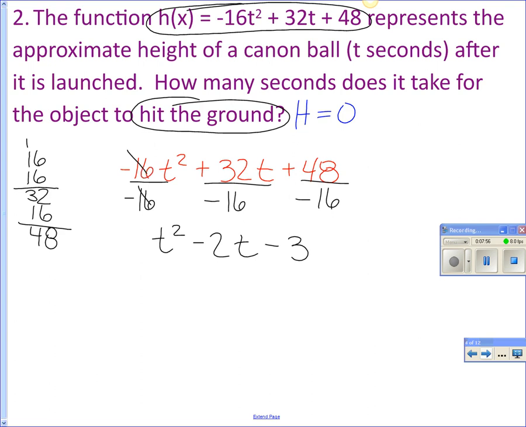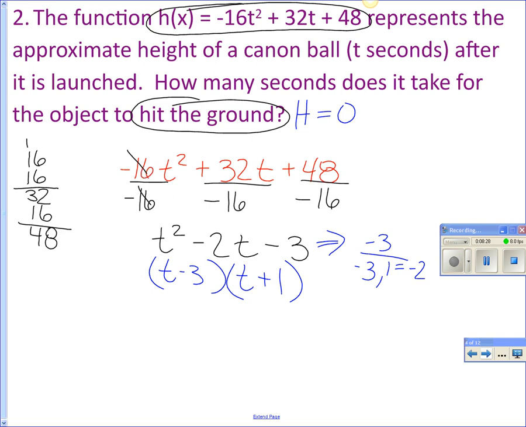All right, how many parts does it have? 3. It's got 3 parts. So now I kick out the negative 3. All right, what multiplies to give me negative 3 and adds to give me negative 2, which is what I want? Okay? All right, so I'm going to put it in parentheses. T minus 3, t plus 1.